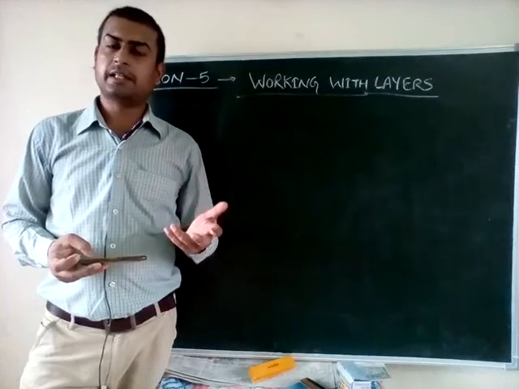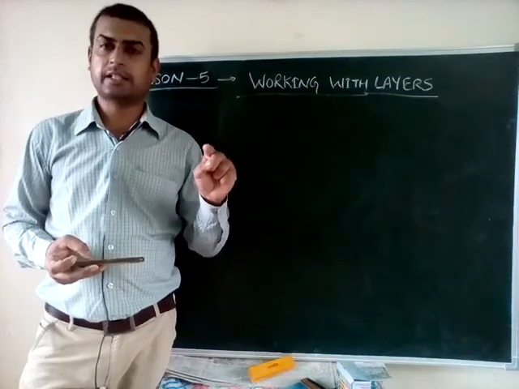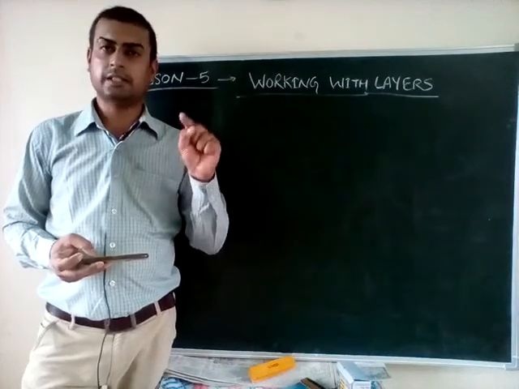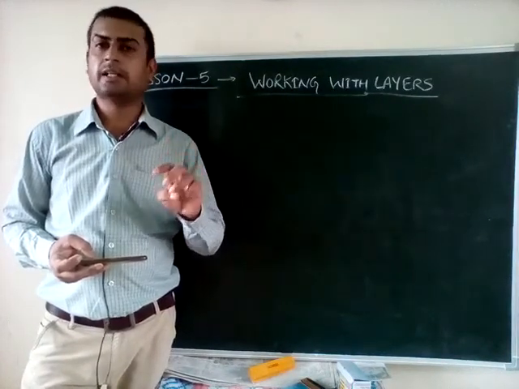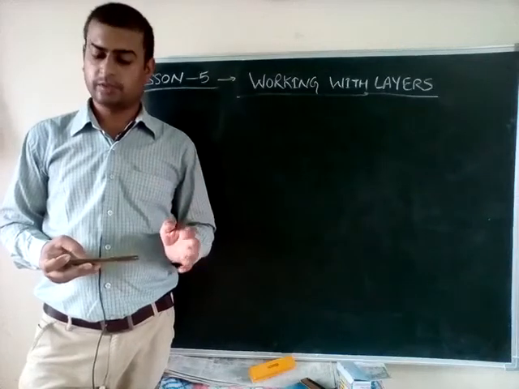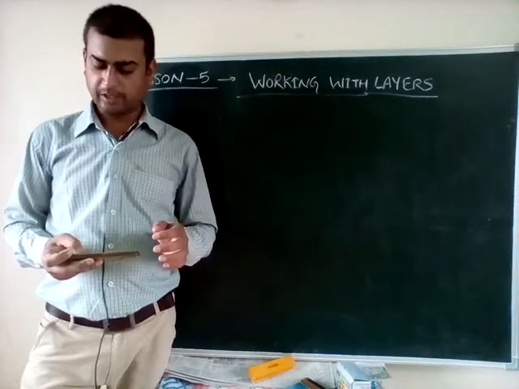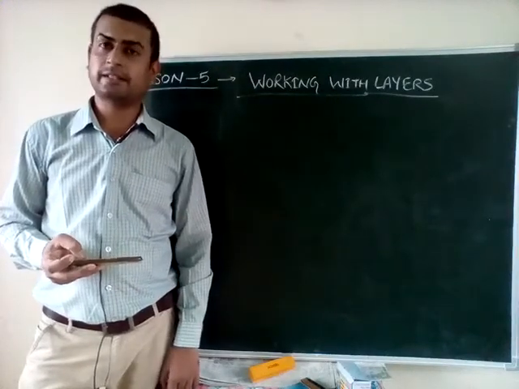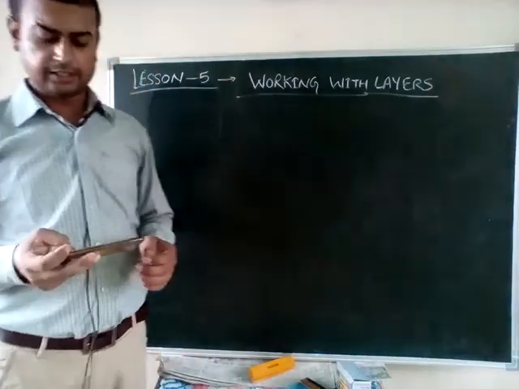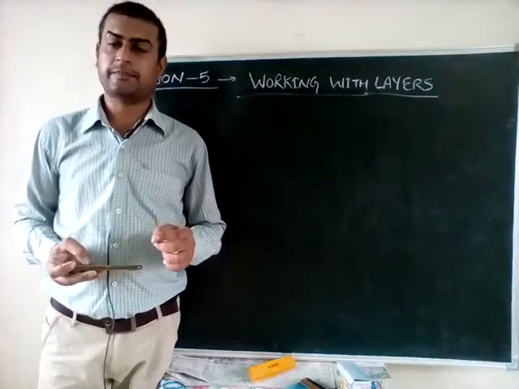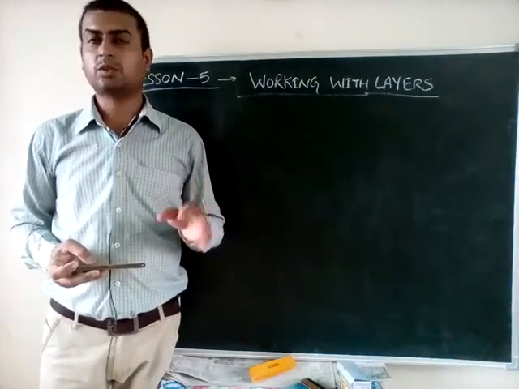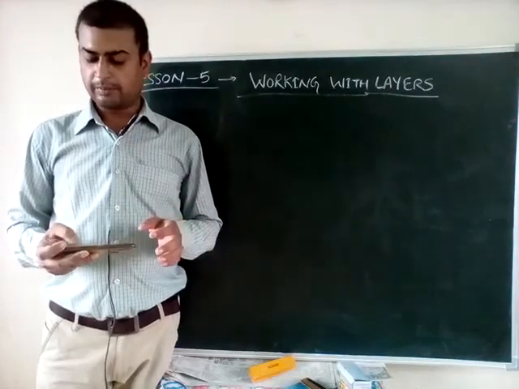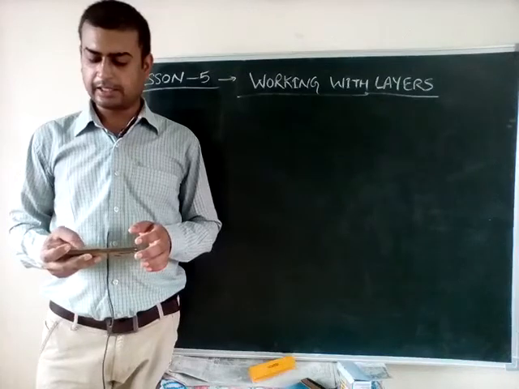Now renaming a layer: simply click on that layer name. By default it will be layer 1 and layer 2. Click on it, then your cursor will be blinking. Write the name whatever you want. So this is the simple way. The second method to rename is to go to Modify, then go to Timeline, and then go to Layer Properties. By this also you can rename the layer.